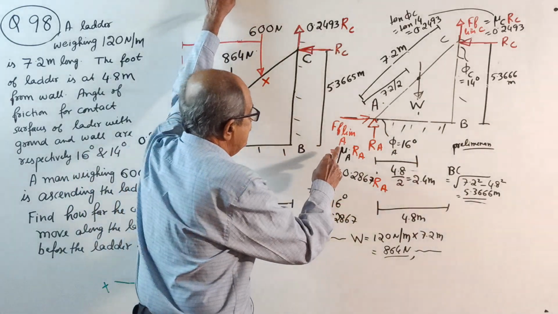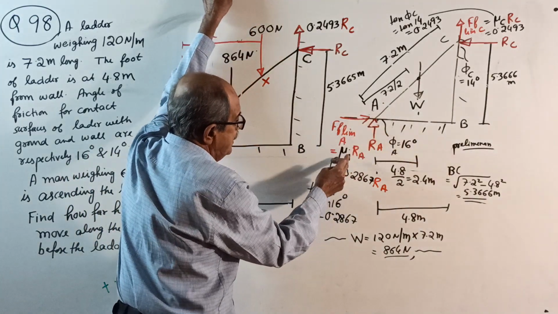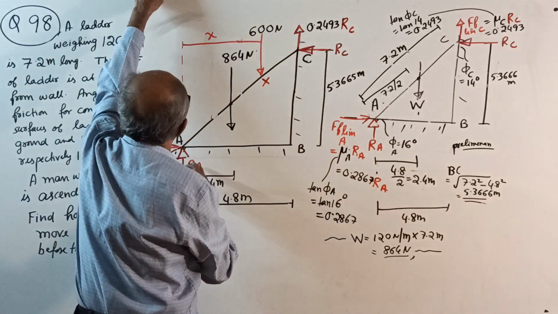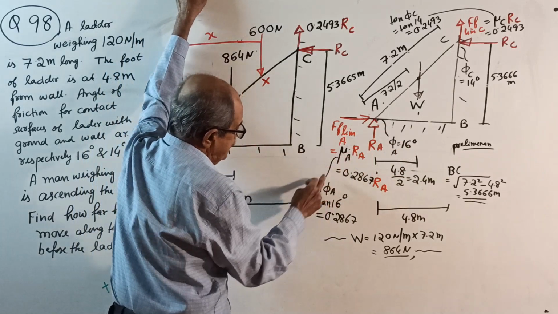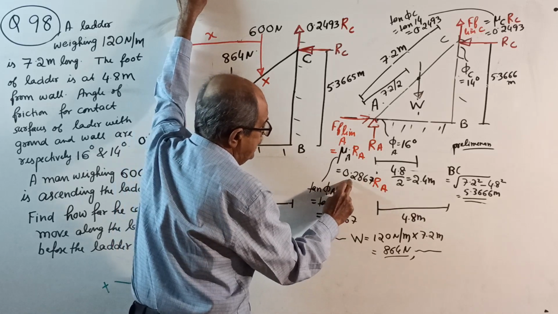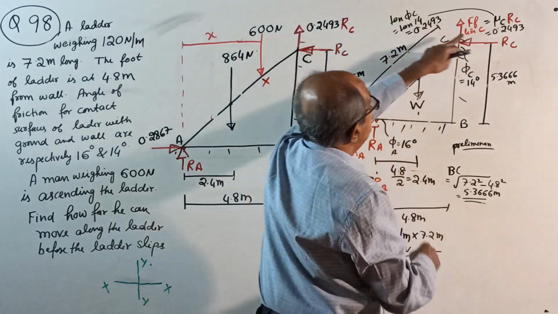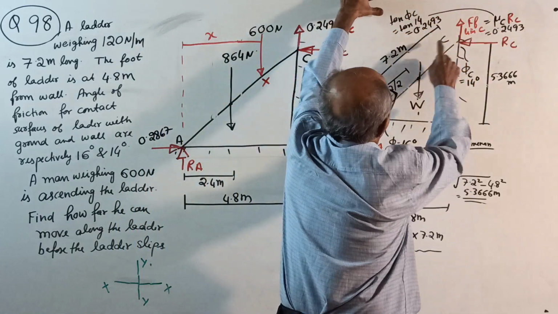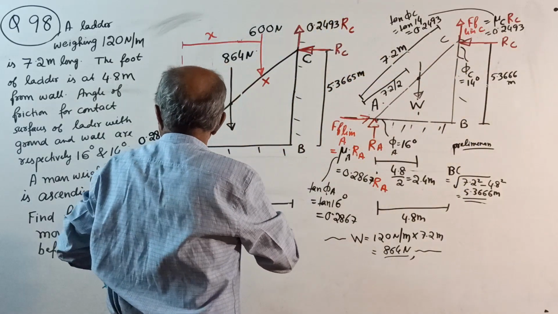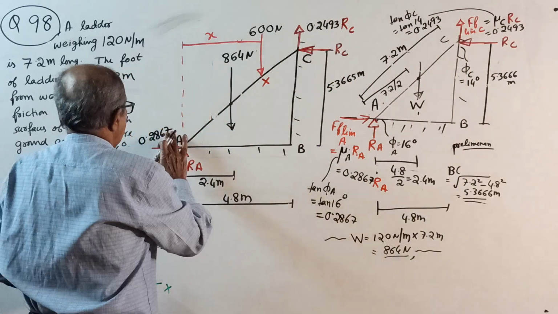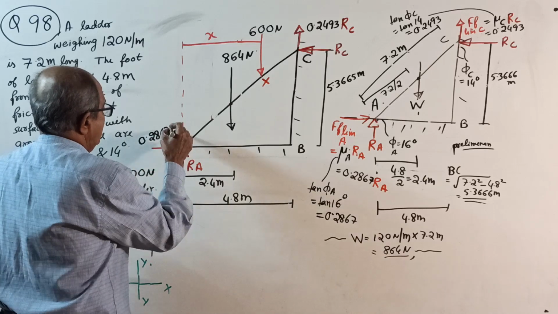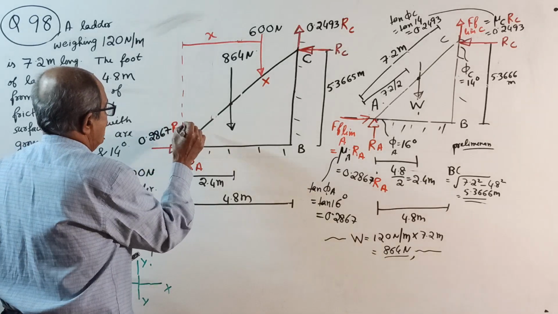Now, see, this is mu A RA. Mu A is tan of phi A, 16.2867 degrees. There, mu C into RC, mu C equal to tan of 14 degrees. You got the answer. Now, I forgot one thing here. I forgot to write RC here. 0.67 RC, times RC, RA.